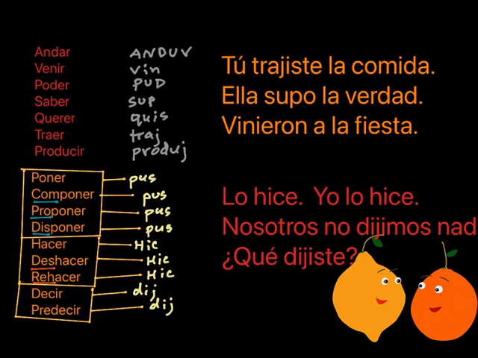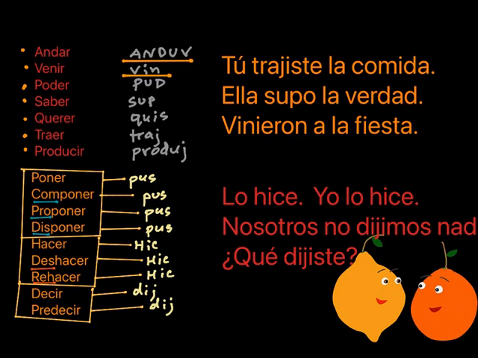Here you have examples of the irregular verbs in Spanish. You have here andar, to go, to move, venir, to come, poder, to be able, can, saber, to know, or in the past tense, to find out, querer, to want or to love, traer, to bring, producir, to produce. Those are examples. So you have here the roots of them that are slightly different from the regular roots. From andar, it would be andu. For venir, it will be vin.